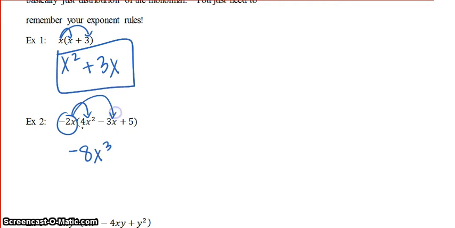Take this, distribute, so it's negative 2 times a negative 3, which is a positive 6. X times x, which is x squared. Then negative 2 times a positive 5, which gives me a negative 10x.